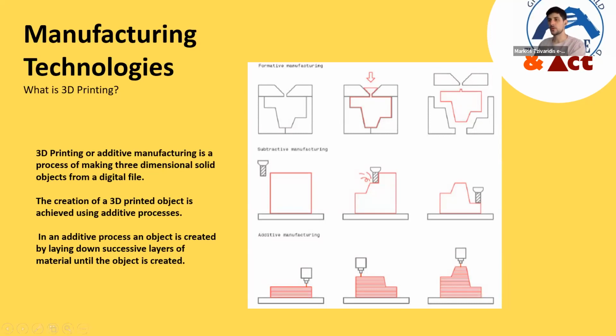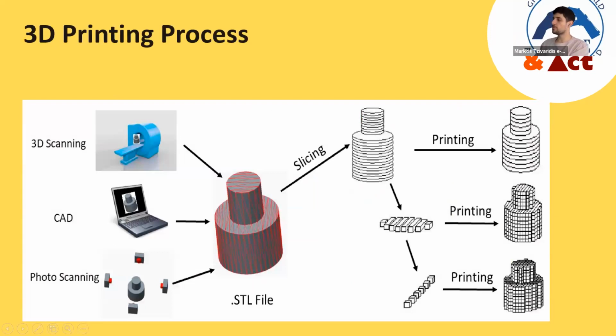Now, let's move on to the process, the way of 3D printing something. Before the use of additive manufacturing, like 3D printing, we should first create the object in a digital form. It could be an object we design on our computer, or a scanned object, or a photo scanned object.